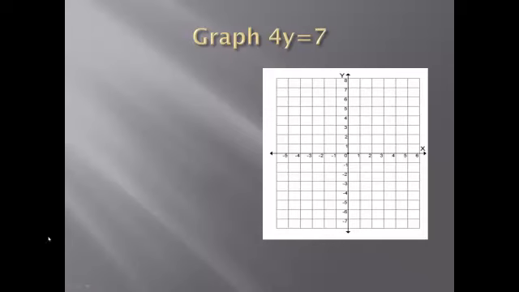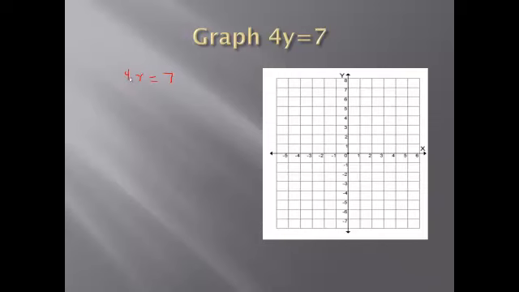Okay. What if I wanted to graph this one? 4 times y equals 7. Now, this equation doesn't have an x in it, so this is one of our special equations. First thing I want to do is solve this equation for y. So I have 4 times y equals 7.